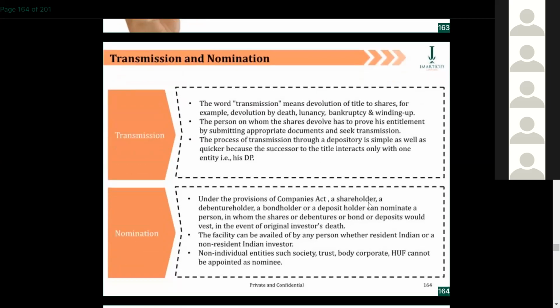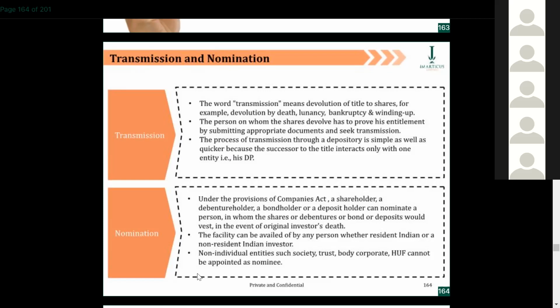So under the provision of Companies Act, a shareholder, a debenture holder, a bond holder, or a deposit holder can nominate a person in whom the shares or debentures or bonds deposited would vest in event of the original investor's death. The facility can be availed of by any person, whether resident Indian or a non-resident. So both resident Indians or non-resident Indians can nominate. This we have seen in bank account also.